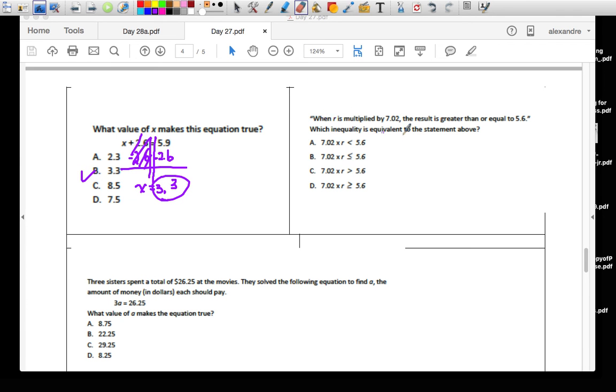Okay. When r is multiplied by, let me make a better r.